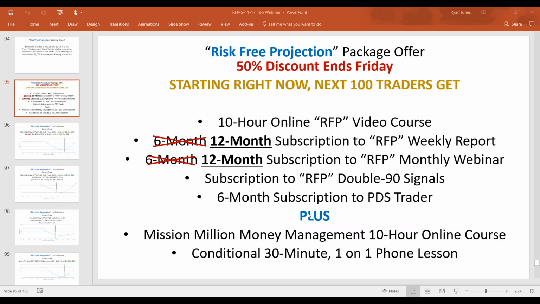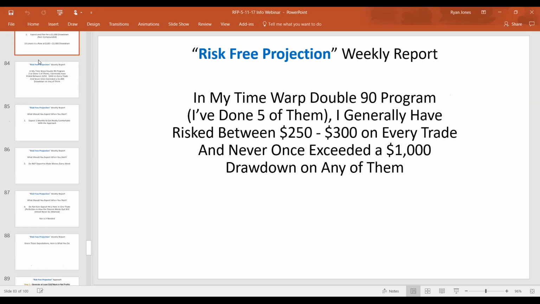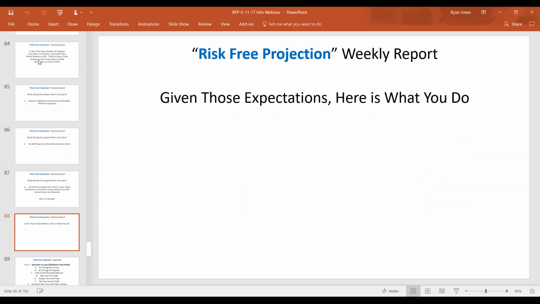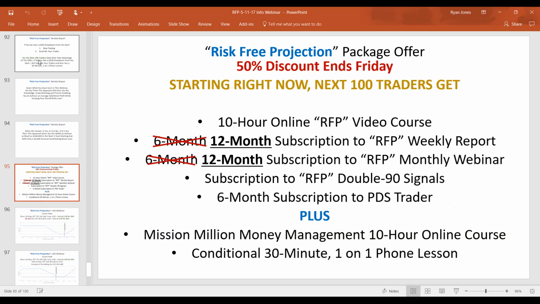John, the 185 was shown on the list, so you can add those up, and it includes the losses, and it includes weeks where there were no trades. So it's 12 weeks, right, from start to finish. February, basically first week of February to now, the first week of May is 12 weeks. Add all that up, divide it by 12, and you get 185. Okay.